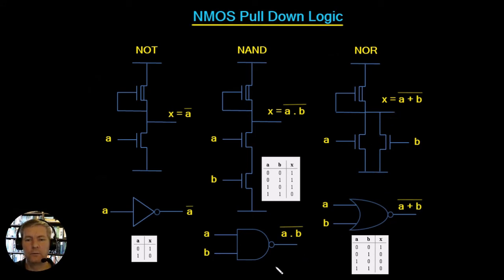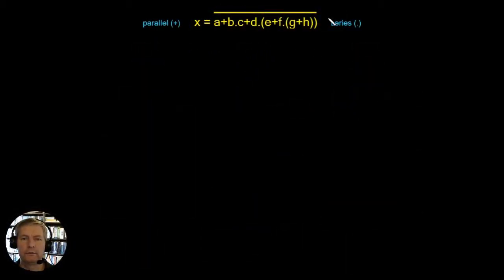So let's go and we'll build up a more complicated circuit and we'll see how easy it is to put the circuits together. So why don't you pause the video and try and build this circuit here. So the output X is going to equal the NOT of A or B and C, or D and E, or F and G or H.